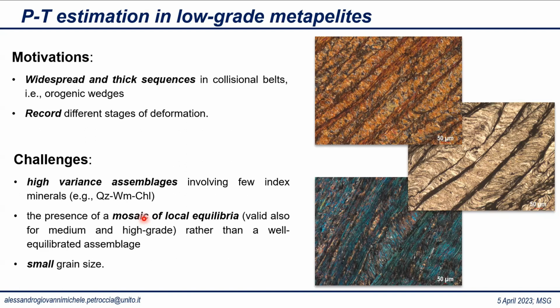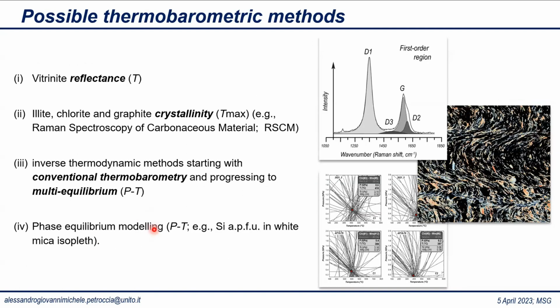And here we have chemically disjunct minerals and phases, and detrital phases. So it's difficult to find a well-equilibrated assemblage. And the last one is the presence of a grain size that is very small. So we have several problems to distinguish different phases, and we have to involve high-resolution techniques.